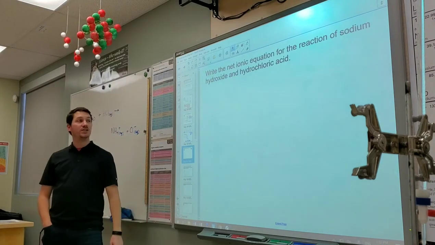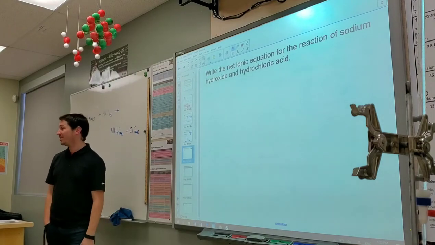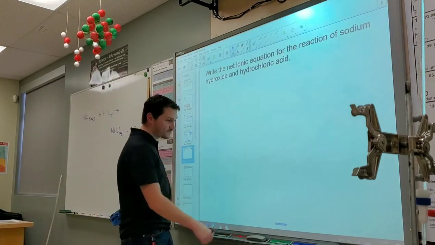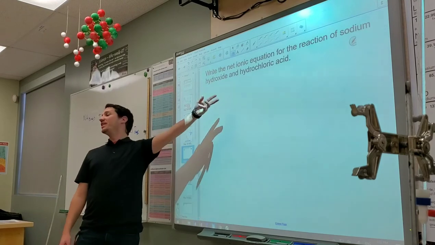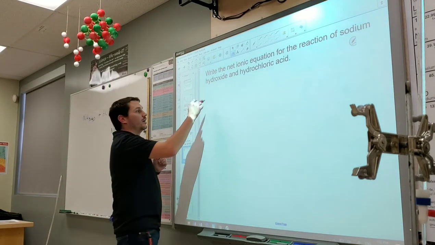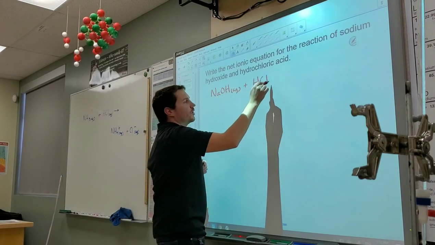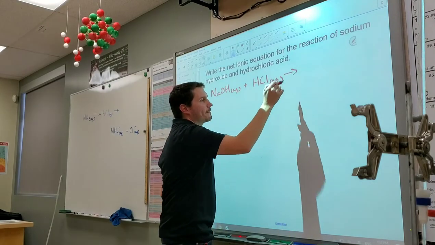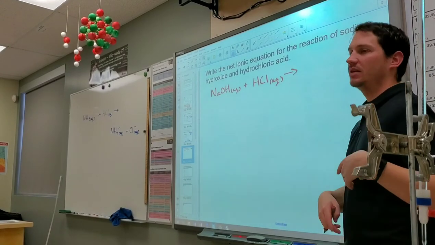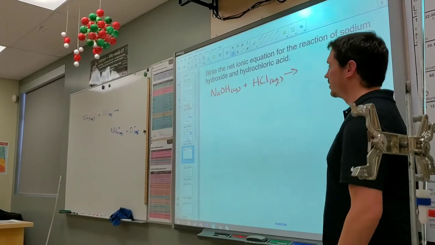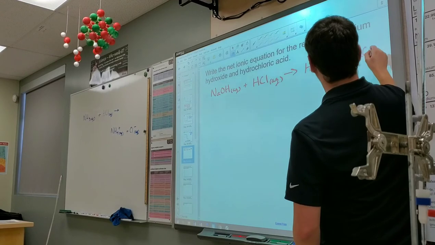Write the net ionic equation for the reaction of sodium hydroxide and hydrochloric acid. Man, this is also a blast from the past. What two things are we reacting together? Sodium hydroxide and hydrochloric acid, right? What is this going to produce? This is a double replacement reaction, so what are we going to get? HOH. Good, so HOH and sodium chloride, right?